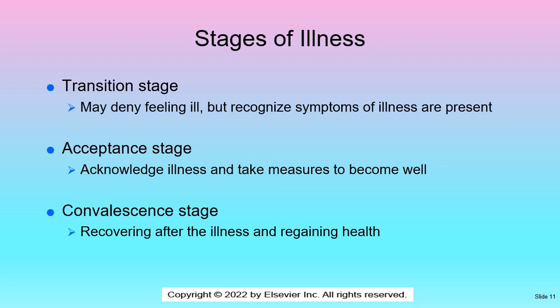So when an illness would occur, there's a transition stage. You may not really feel ill, but you recognize something's not right. Eventually there's an acceptance stage, like something is wrong. You acknowledge the illness and you want to take measures to make it better or to become well again, or to get back to your baseline. And then there's the convalescence stage, the actual stage where you're trying to recover from the illness and regain your health. You may or may not achieve the baseline from which it started, but you want to get the optimal health possible.